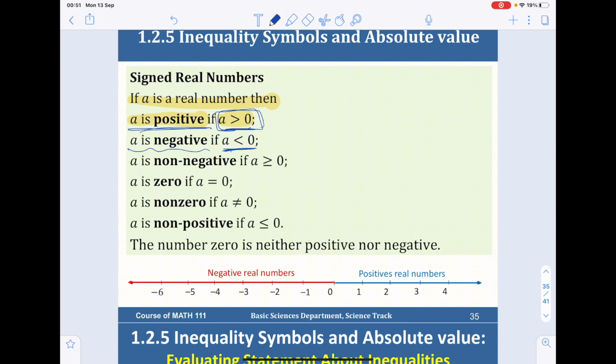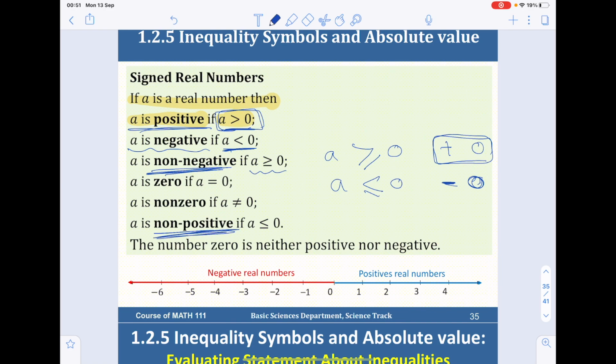So what if I mean negative and 0, or positive and 0? We use this symbol, this inequality. A more than or equal to 0 means it is positive or 0. And if I write A less than or equal to 0, it means it is negative or 0. So instead, if it's positive or 0, it means it's not negative. If it's negative or 0, it means it's not positive. All these expressions mean the same thing.